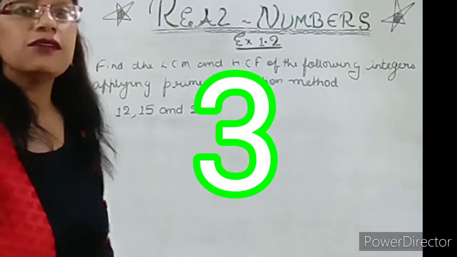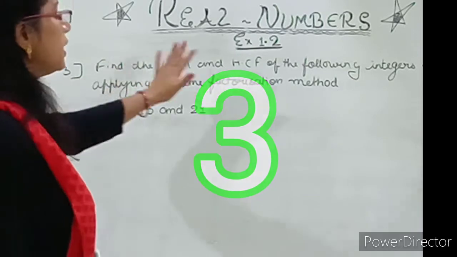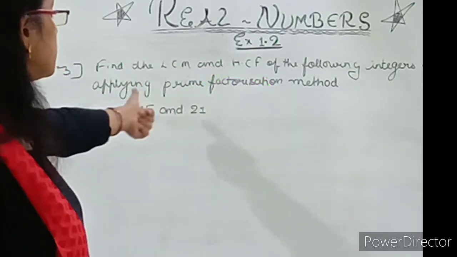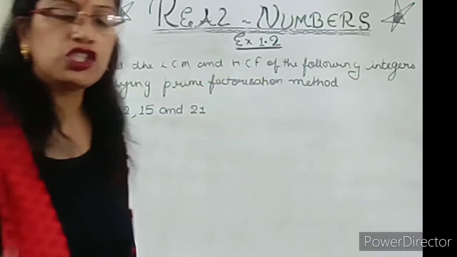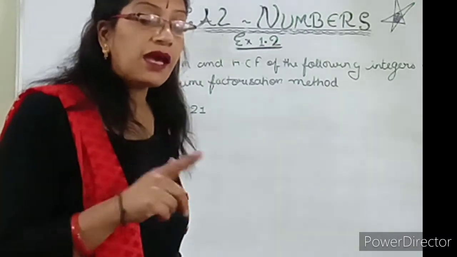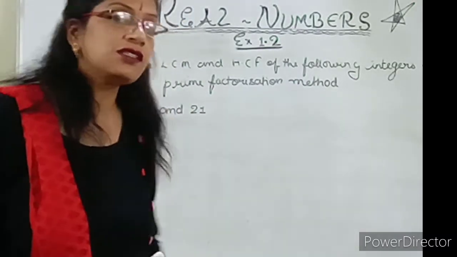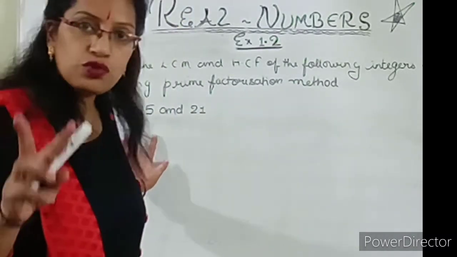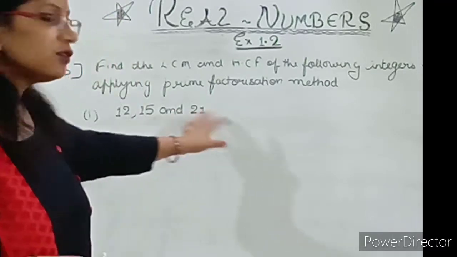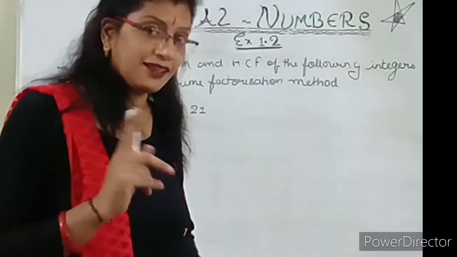Now students, we have to start question number 3. What is question number 3? Find the LCM and HCF of the following integers by applying the prime factorization method. That is the same as the previous one you have done. What is the difference? The difference is that there were 2 numbers, and here 3 numbers are given to you. Only the difference is this, and there is a lot of difference.